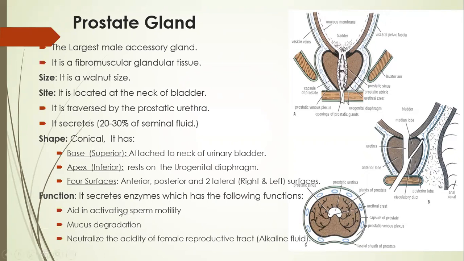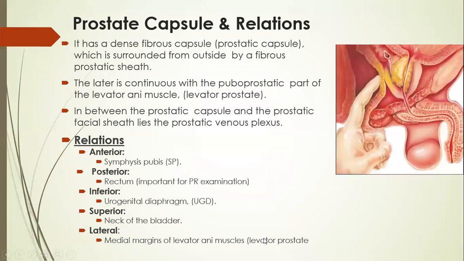Then the third is it neutralizes the acidity of the female reproductive tract, because it is alkaline. If the seminal fluid passes into the female genital tract, it will be acidic and it will kill all the sperms. So this prostatic fluid, which is alkaline, will neutralize the acidity of the female reproductive tract so that the sperms can survive.